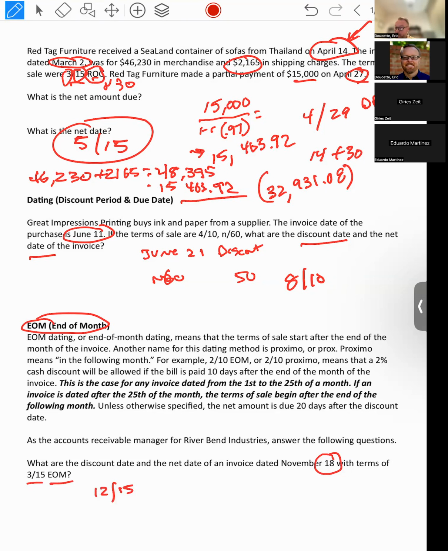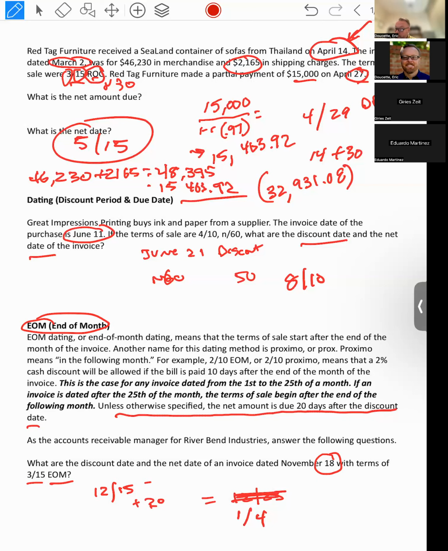And then, by the way, it's not spoken here, but unless otherwise specified, the net amount is 20 days due after the discount date. So in this case, my discount period ends on 12/15, but then I have another 20 days to pay my invoice, which comes out to Christmas Day, right? Actually, no, I take that back. December 15th plus 20 would be 1/4, because there's 31 days in December. I forgot I was adding 10 more days, not 20.